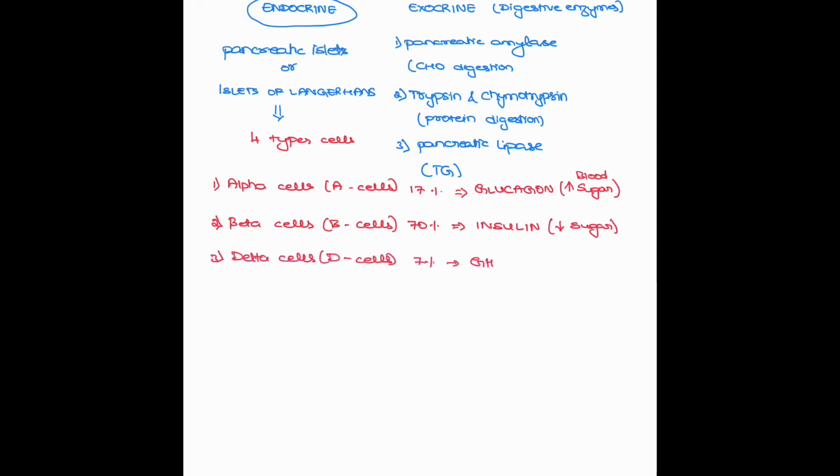Next, coming to the delta cells, which are also called D cells, which constitute only about 7%, and which are responsible for secretion of growth hormone release inhibiting hormone, which is also called somatostatin.